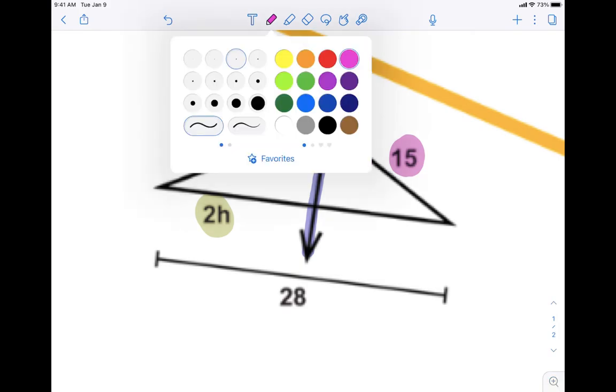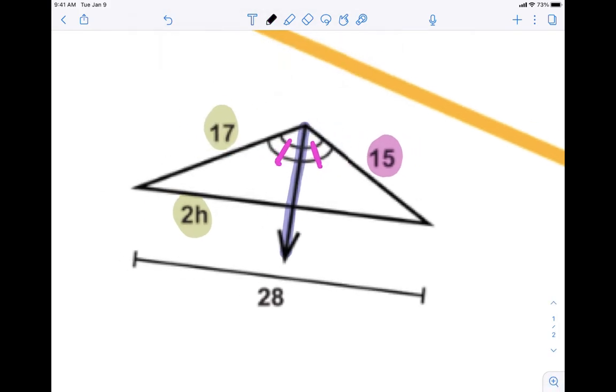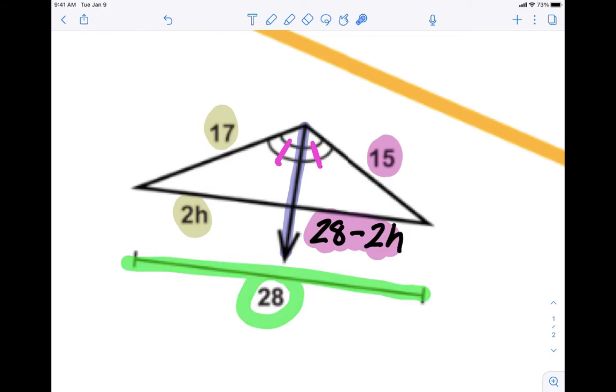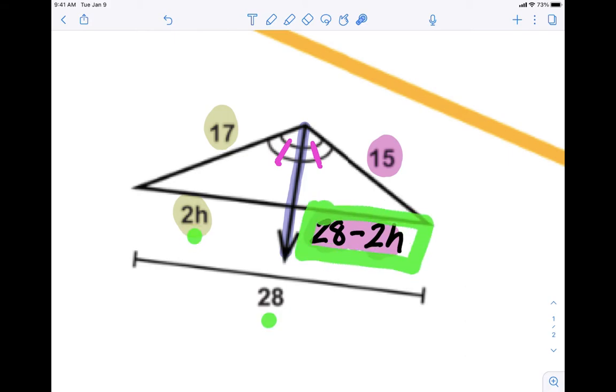So this is, let me go with black, 28 minus 2h. Look at that. And that is my side right there. Perfect. So again, I took what I have, what they give me, the long side, minus the short side gave me the missing side. Again, the long side minus the short side gave me my missing side, right? Make sure you got this down because we're going to get some problems just like this, right?